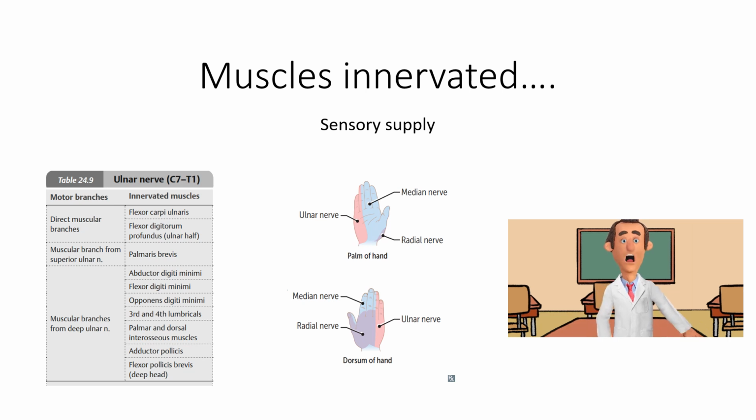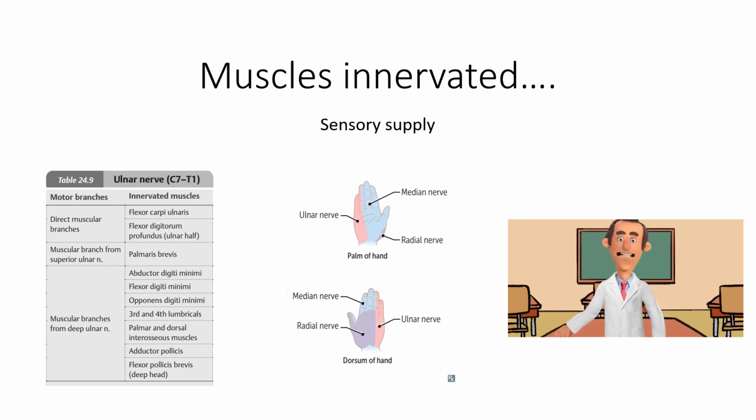the hypothenar muscles, which are abductor digiti minimi, flexor digiti minimi, opponens digiti minimi, third and fourth lumbricals, dorsal and palmar interossei muscles, adductor pollicis and the flexor pollicis brevis deep head.